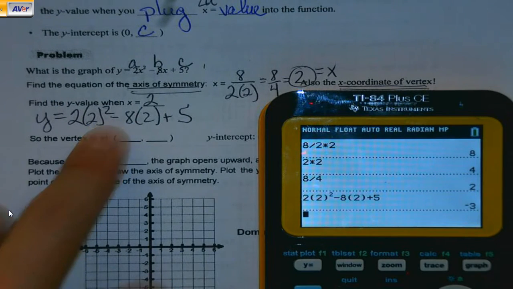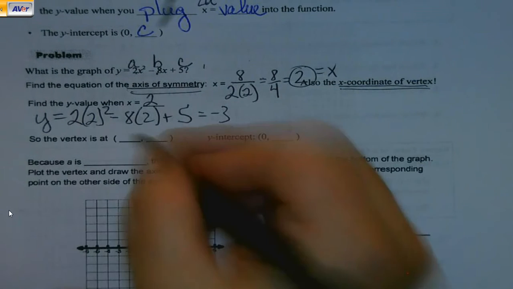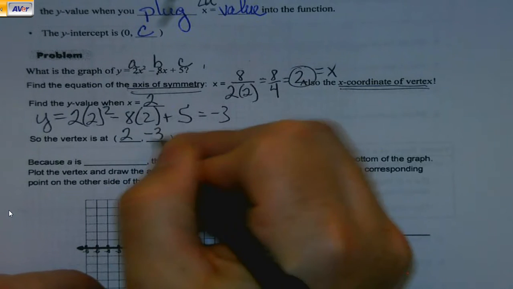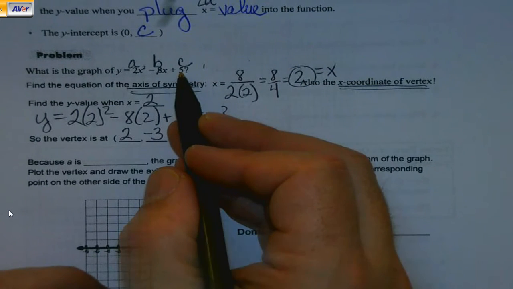Okay, I get -3. So my vertex is at 2, -3. And my y-intercept, in this case, is just my c value.